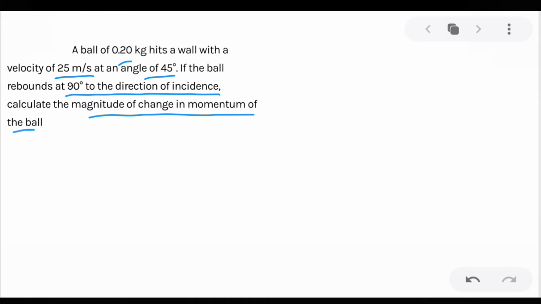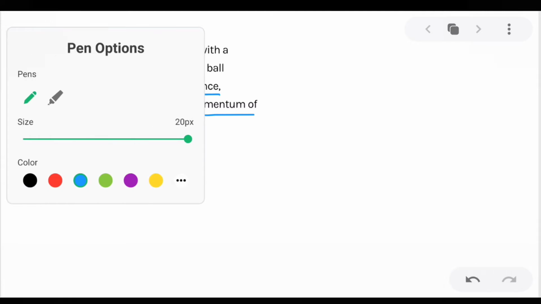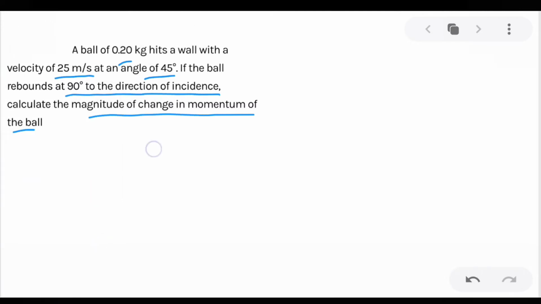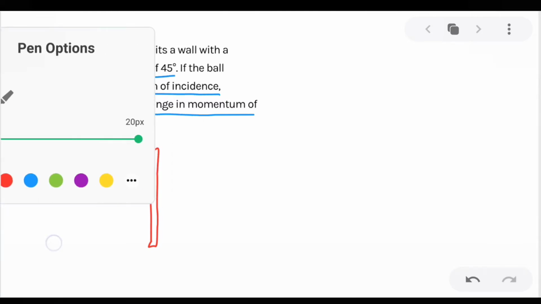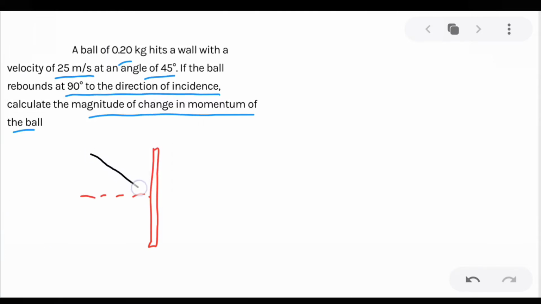If you wish, you can pause the video and try this question on your own, and then you can verify with my solution. Now, we have a wall. This is the wall, and the ball is incident at an angle of 45 degree. That means this is normal to the wall, and the ball is coming like this. This angle is 45 degree.